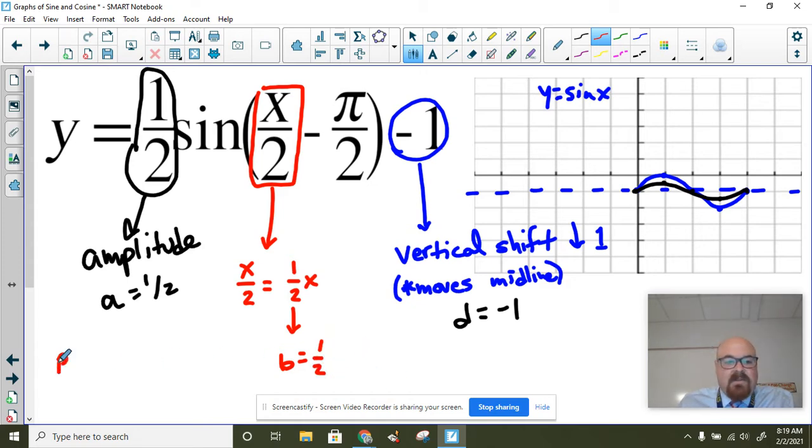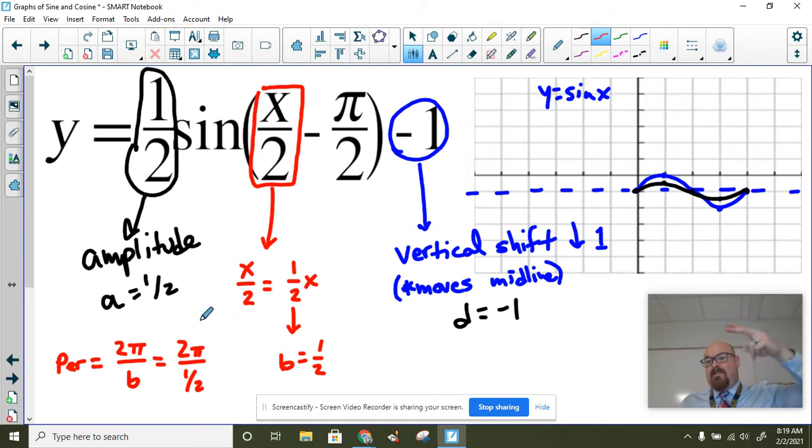And to find the length of the period, which is one of the most important traits of a sine or cosine wave, is to understand the length of the period. The length of the period is found by taking 2 pi and dividing it by B. So in this case, that would be 2 pi divided by 1/2. And when we divide by 1/2, we multiply by 2 over 1. We take that half that's on the bottom, we flip it over, and we multiply by that 2. So here we would get a period of 4 pi.